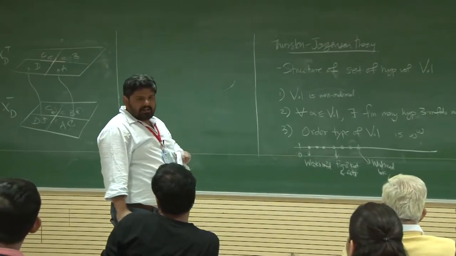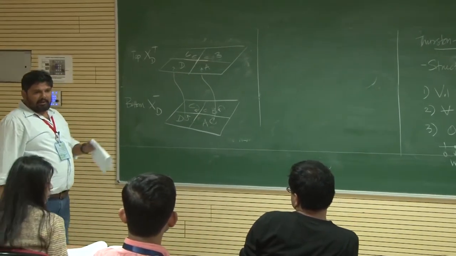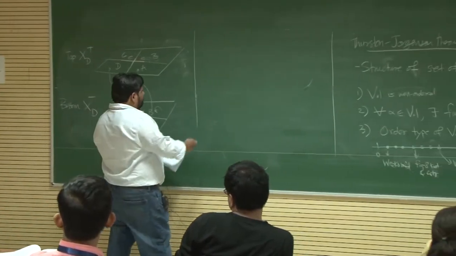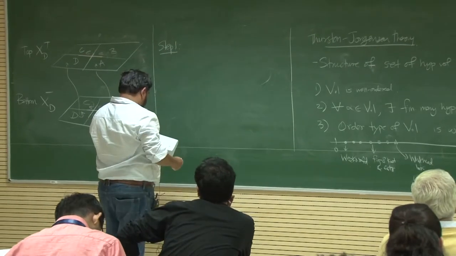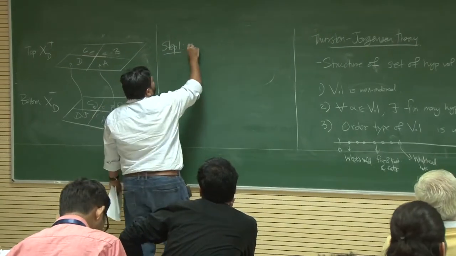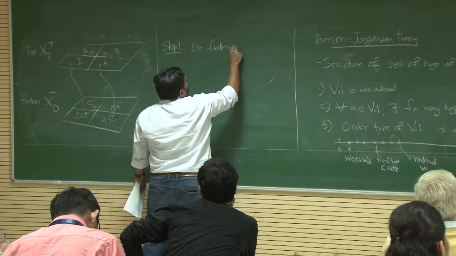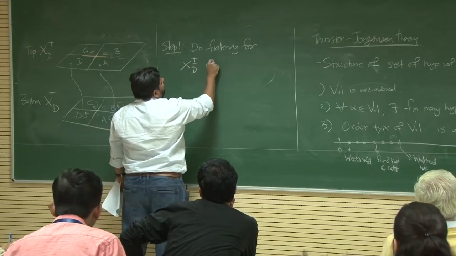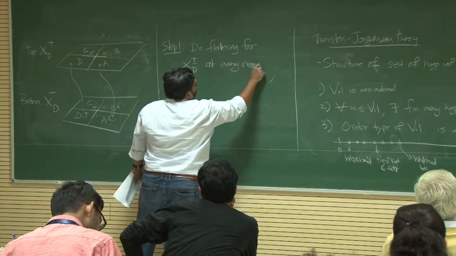There is no tetrahedra anywhere here right now. I did not say anything about tetrahedra. It's all a polyhedron decomposition. Yeah. Okay. No tetrahedra yet. Okay. So step one is do this flattening, right? So for your x plus and minus d at every crossing, right?